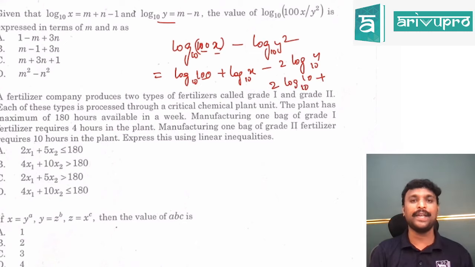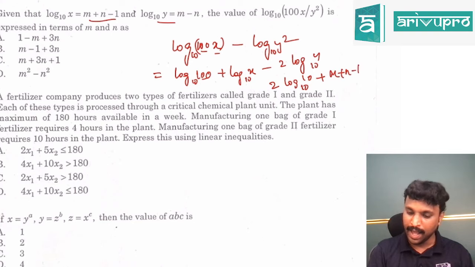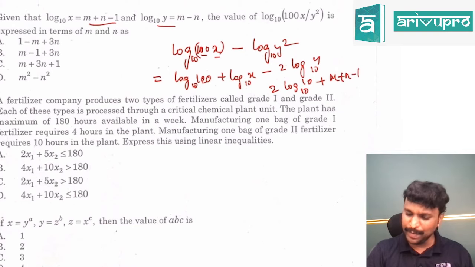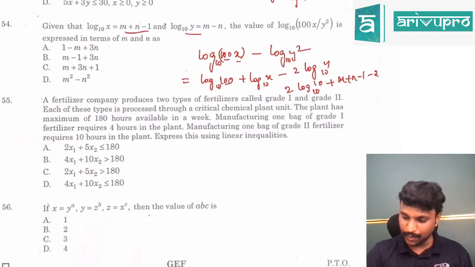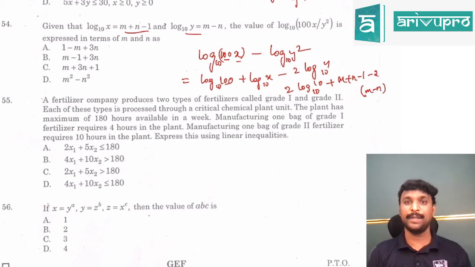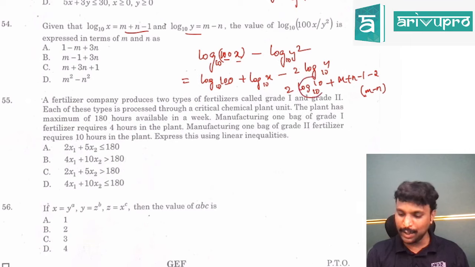Now log x to base 10 is what? They have given m plus n minus 1, and then log y to base 10 is, so before that there's a negative sign, and it is 2 into what? What is y value? M minus n. Guys, just remove the brackets and solve. What is log 10 to base 10? 1. 2 into 1 is 2, the first term.